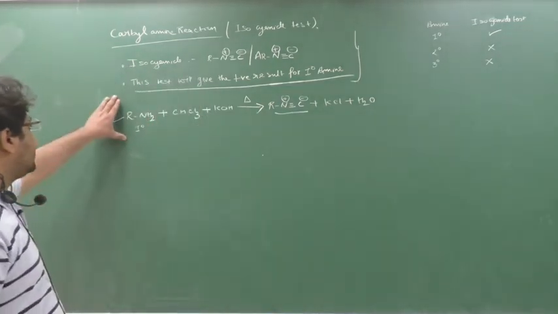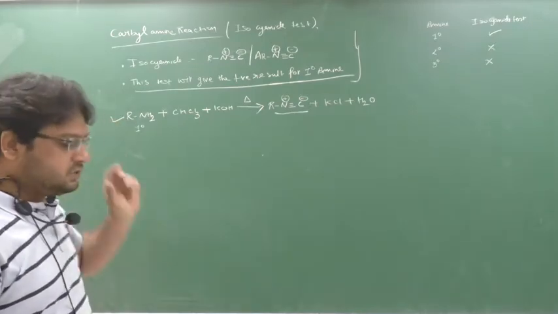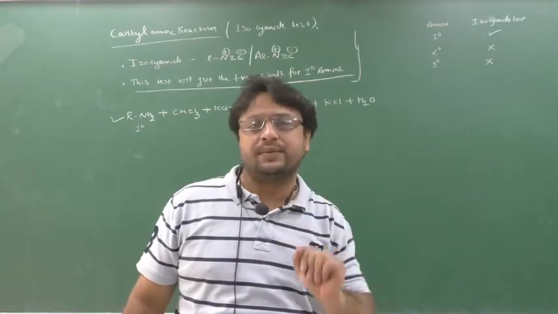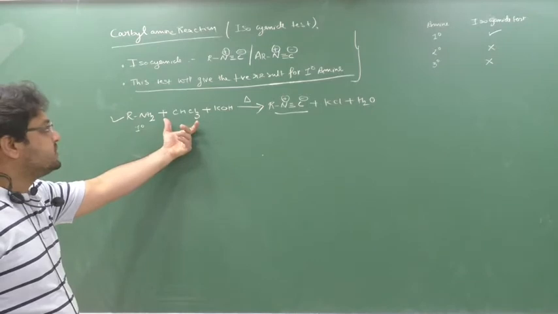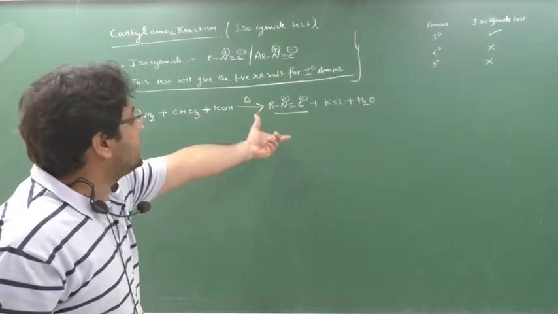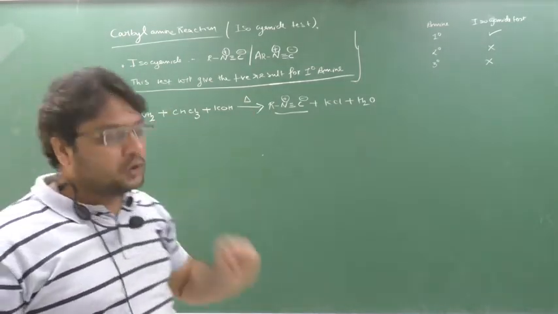So what will happen if you take 1 degree amine in the carbylamine test? I will share the link for the carbylamine test also; you can see it in my description if the link is available. So see, you take 1 degree amine and react it with chloroform in the basic medium KOH, you can take NaOH also. So isocyanide will be generated only for 1 degree amine, not for 2 degree or 3 degree.